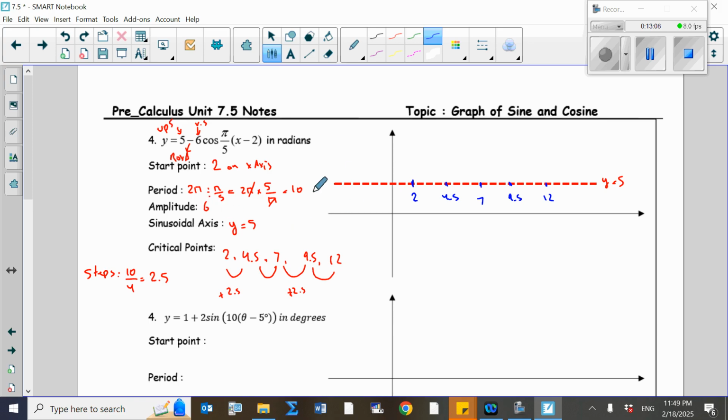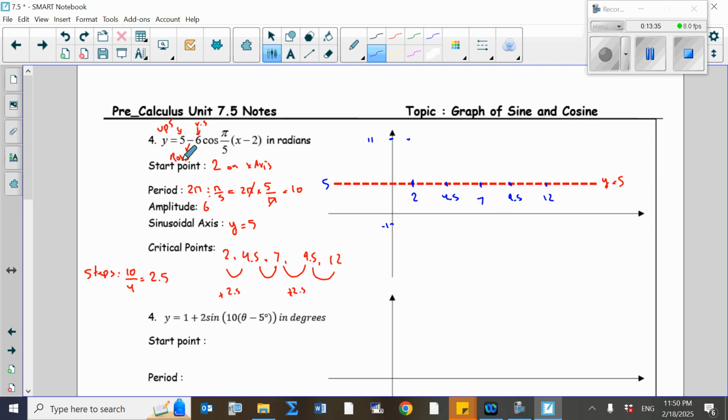Now, what is the highest point? Amplitude is 6. So from 5, you go 6 up. So here at 11 is your highest point, and 6 down at -1 is your lowest point. Now I'm ready to graph the function. Cosine starts from a high point.